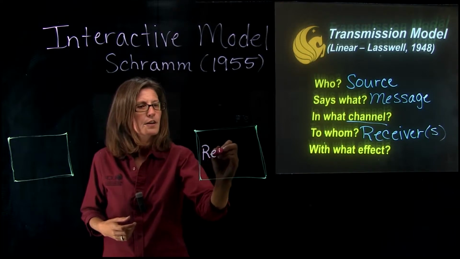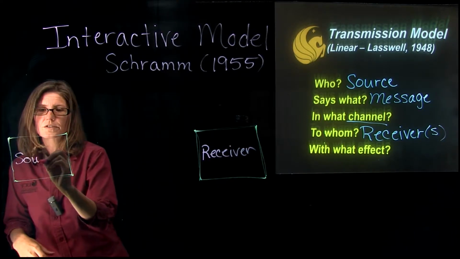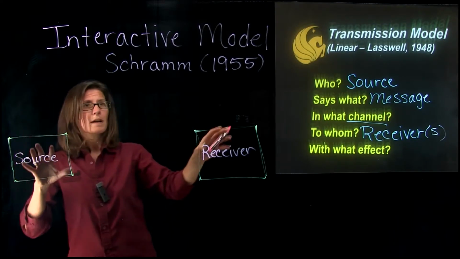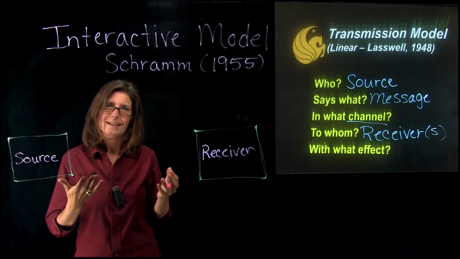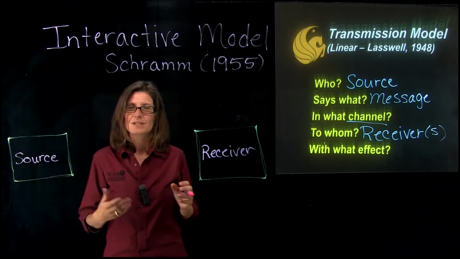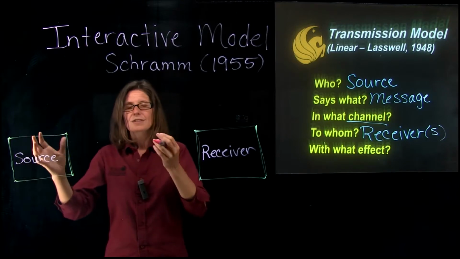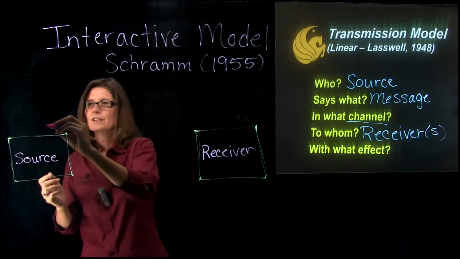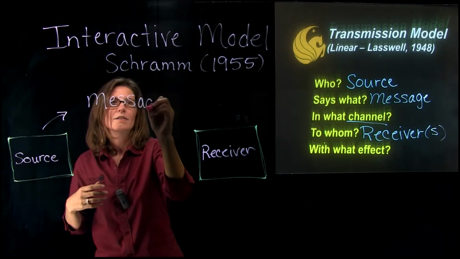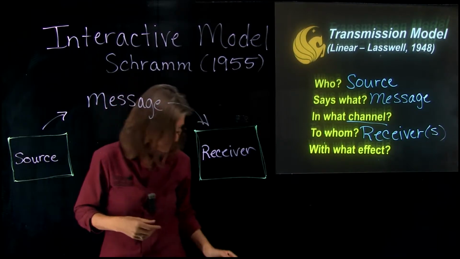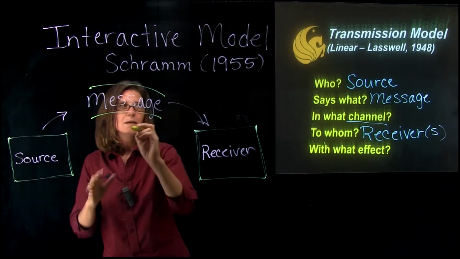So we have the receiver or the receivers, and we have the source. So same as what we've had before, but now we have the language emerging that we use nowadays in modern communication to explain the SMCRE model. The cool thing about the source is, well, of course, it's sending the message to the receiver. So we have the message being sent, of course, through a channel to the receiver. We always want to remember that there's a channel there. Same thing as we've had before.